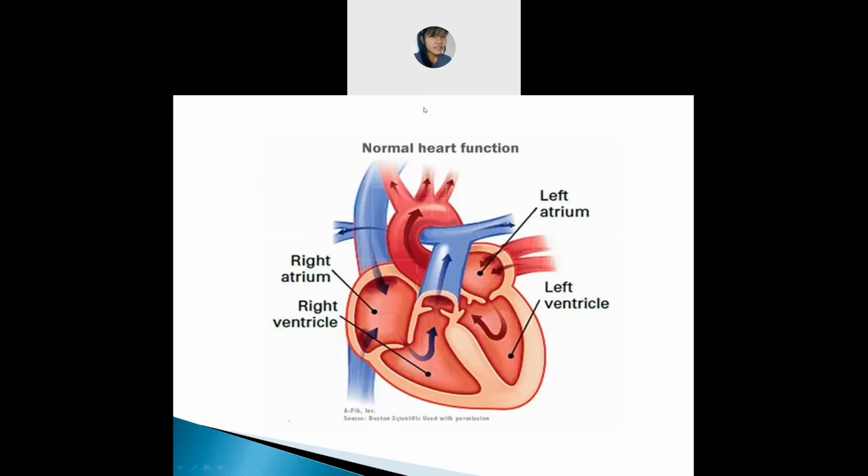No, you forgot about oxygen. Wait. You forgot about the pulmonary veins. Pulmonary veins, remember? Yes, ma'am. It goes inside the pulmonary veins and enters the left atrium. Say that one also.